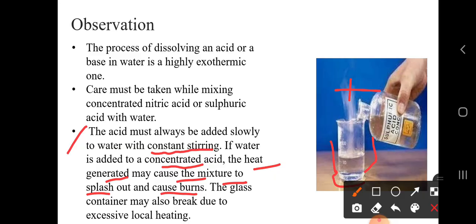So how do you have to mix? You have to add slowly, with constant stirring. With constant stirring you have to add acid into water. This is the basic concept we have learned today.